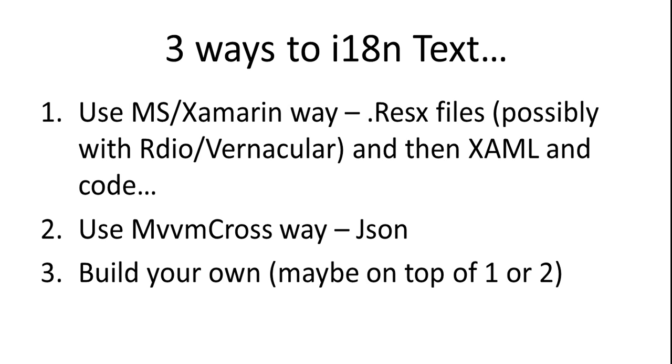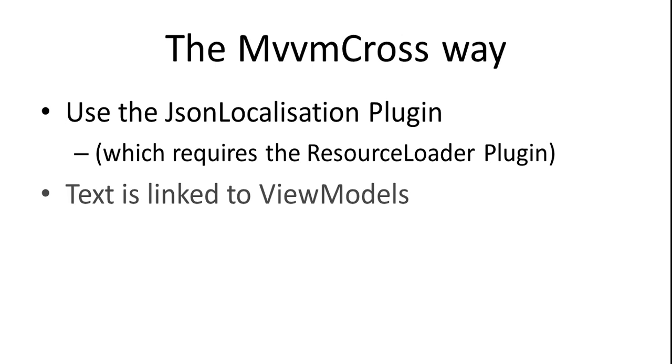So those are the three ways of going, and I'm mainly going to talk about the second, using the MvvmCross way and JSON. The MvvmCross way uses a couple of plugins, particularly JSON localization, but behind the scenes that uses something called the Resource Loader plugin. What it does is mainly link the text that you want to display on the screen to the view model. That's good because you are already sharing view models across platforms. So here you're looking to share the text, the static labels, and the titles and things like that, across your view models as well.